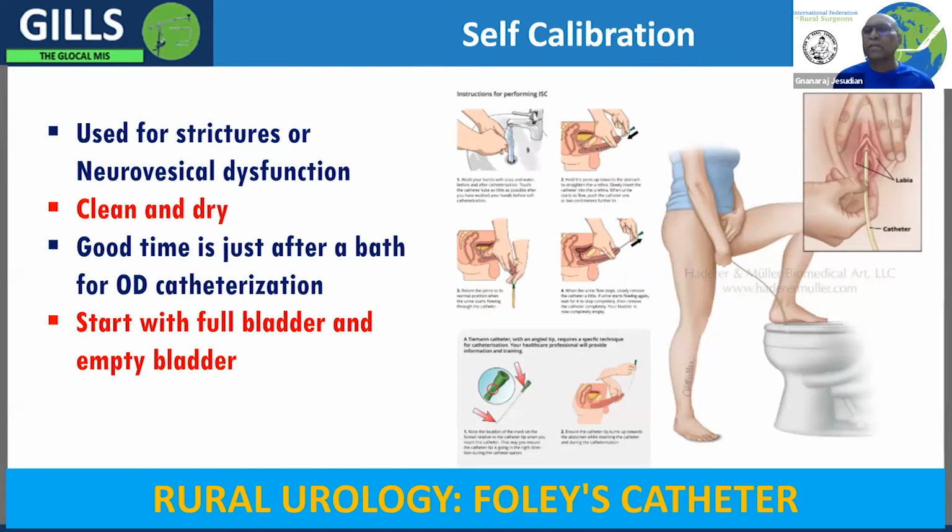And what about self-calibration? This is a method which urologists use quite frequently, especially for urethral strictures, because the urethra is a circular tube. So if there is a stricture, you cut open the stricture and make it wide. But then if it heals, it'll again become narrow. In fact, it can become more narrow than when we started. So to prevent this from happening, we pass a catheter once a day. This will remove any adhesions and prevent it from healing.